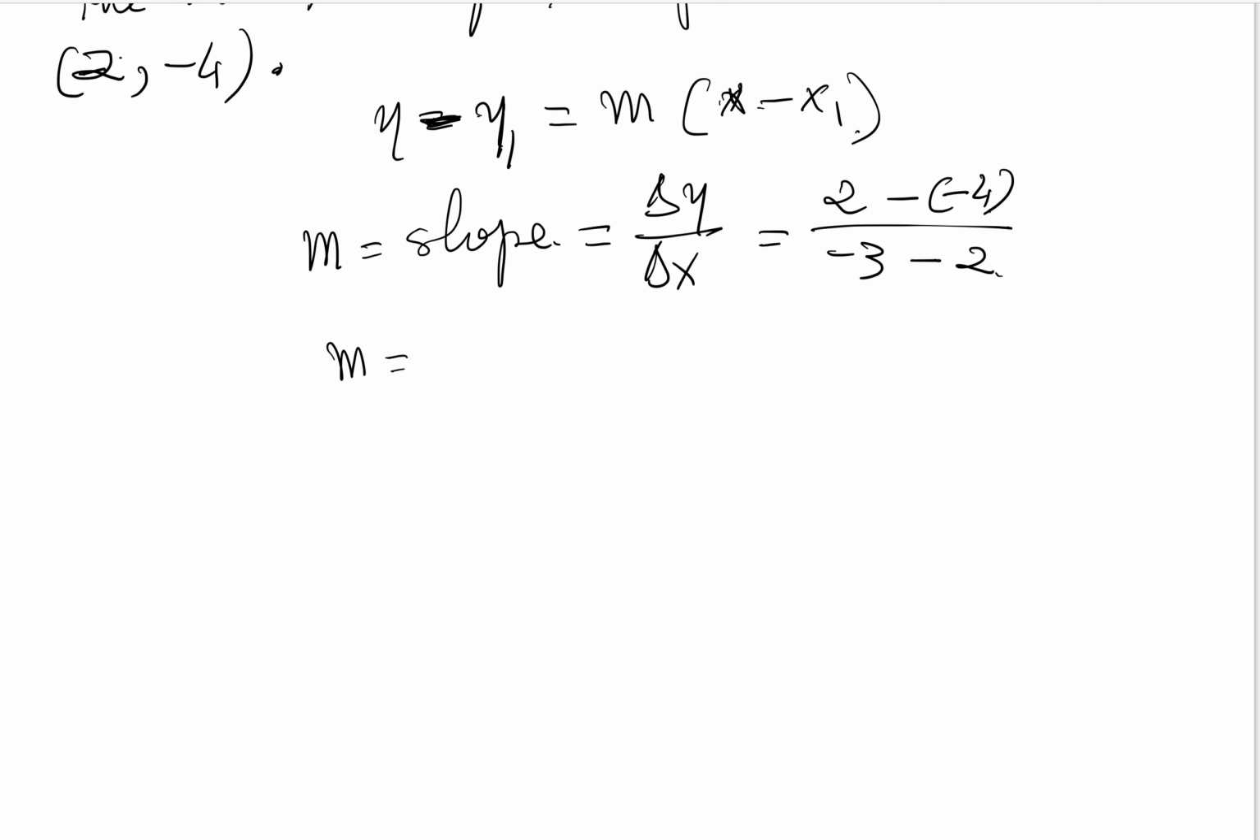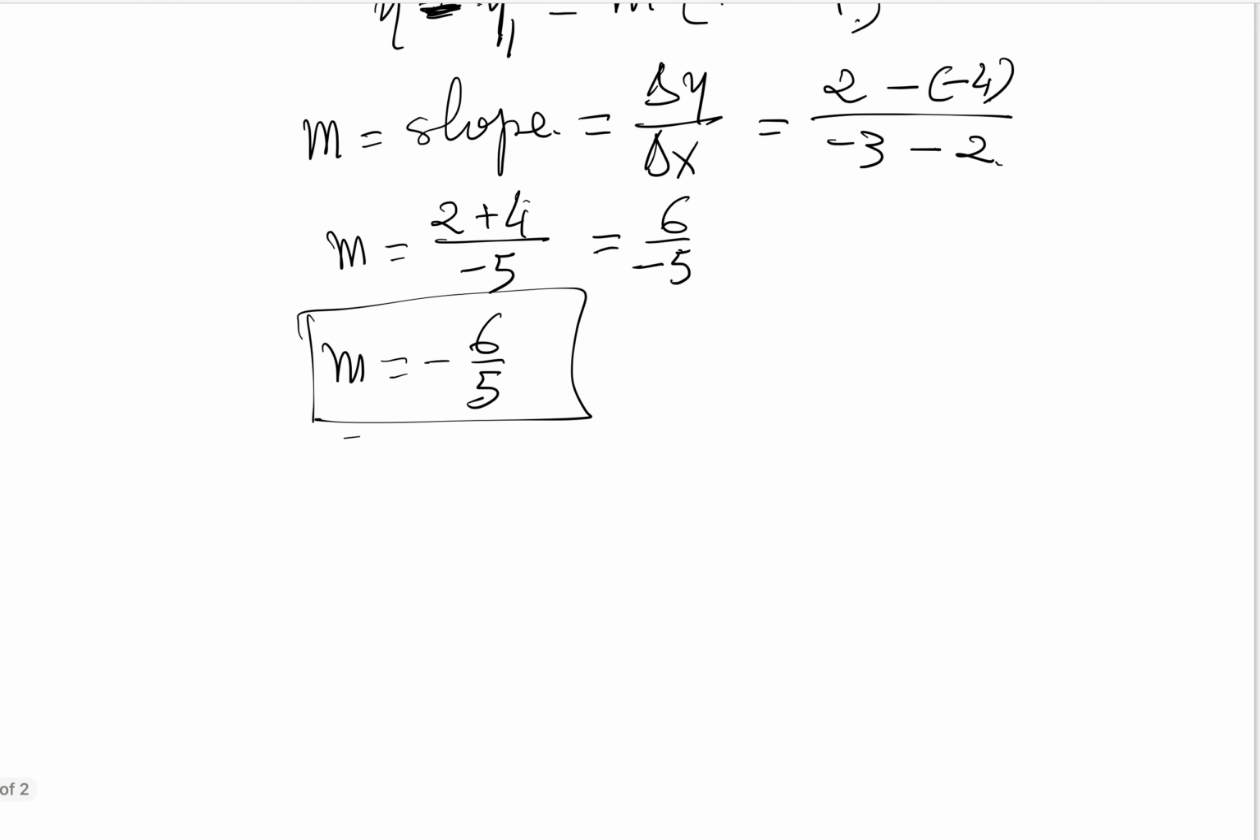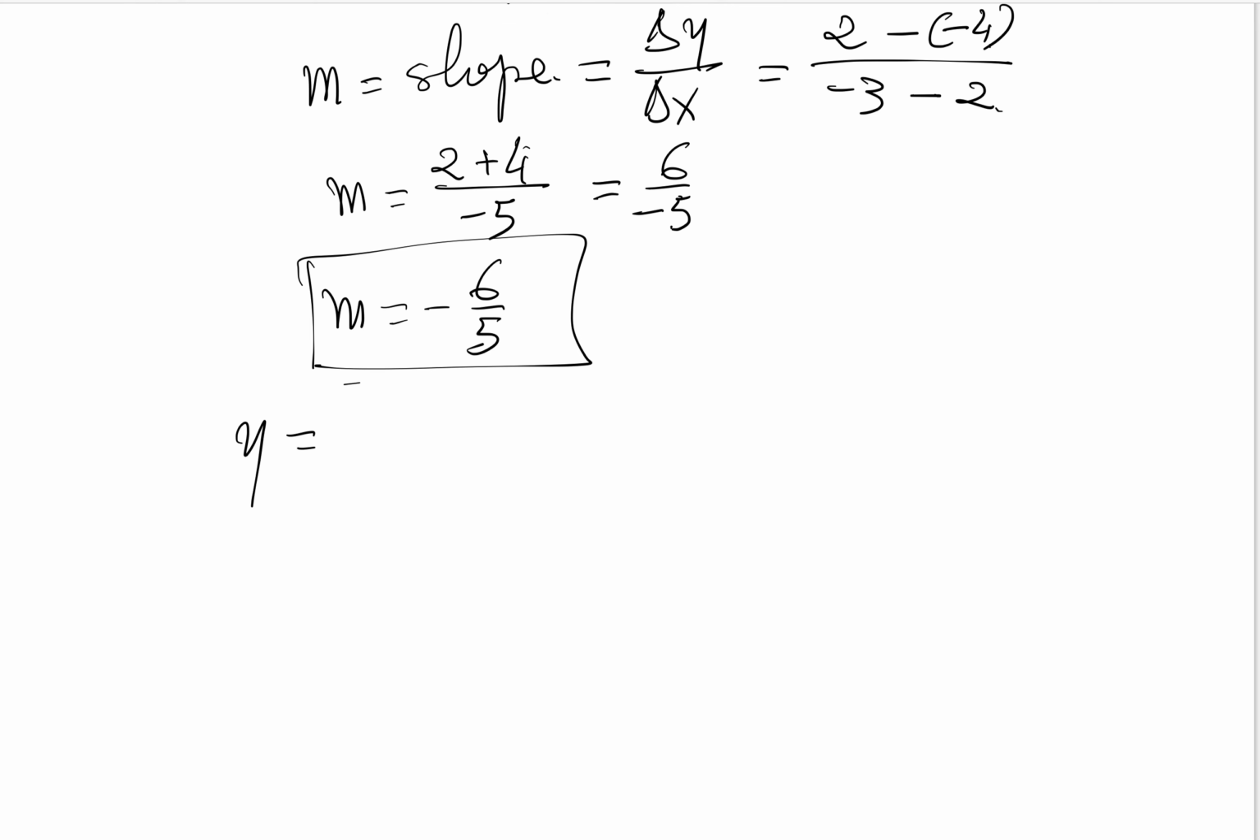Now, let's move on. You have the slope m is equal to 2 plus 4 divided by -5. And you will end up having 6 divided by -5. M is equal to -6 divided by 5. This is your slope. Okay, let's move on. So now you can have y minus y1 is equal to m parenthesis x minus x1. That's it.